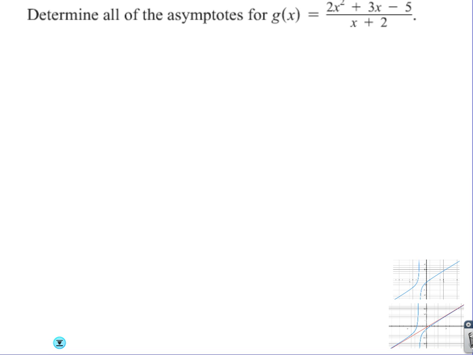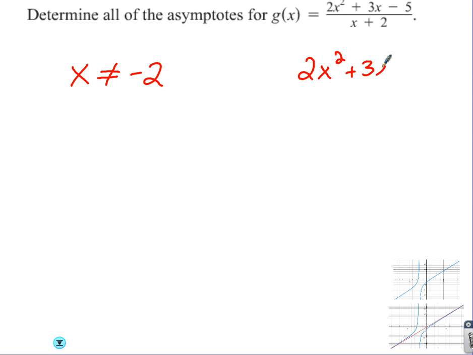Vertical asymptotes, let's see, what can x not equal? X can't be negative 2. So the question is, is it a hole or is it a vertical asymptote? If it is a hole, then x plus 2 would have to be a factor of the top as well. So let's try to factor that top. It'll be good review for us.